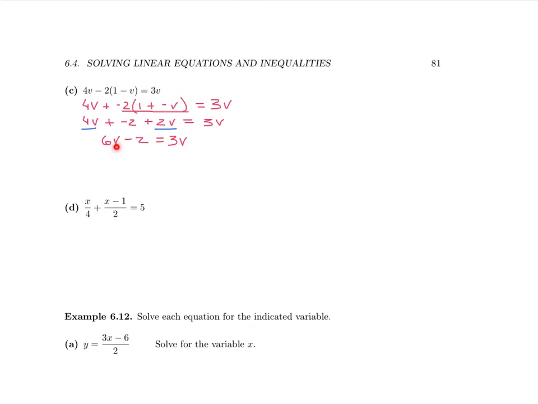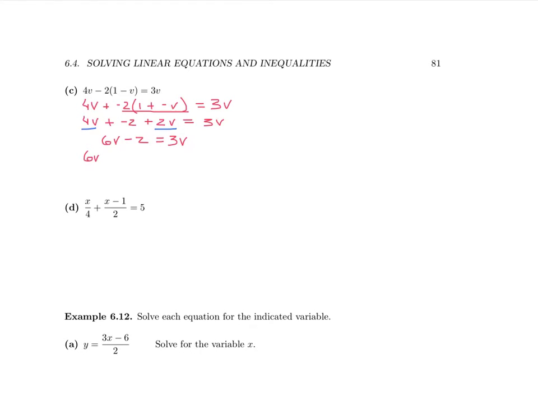The variable is still on both sides of the equation, so let's do what we can to get the variable on just one side. There are two ways you could do this. You could either subtract 3v from both sides of the equation, or subtract 6v from both sides of the equation. Either approach is fine. Let's just try subtracting 6v from both sides.